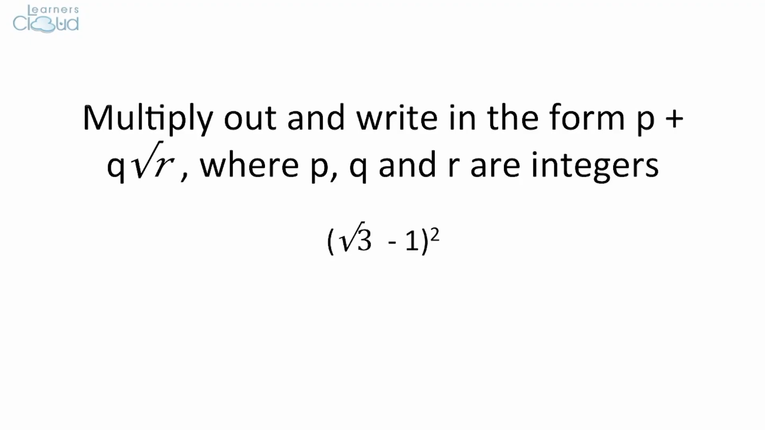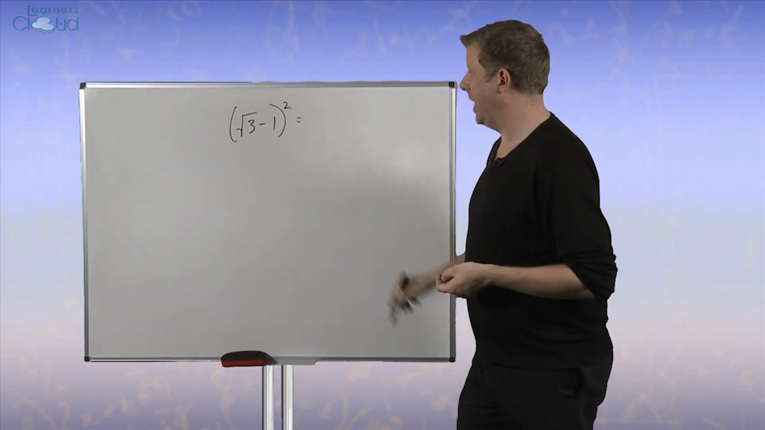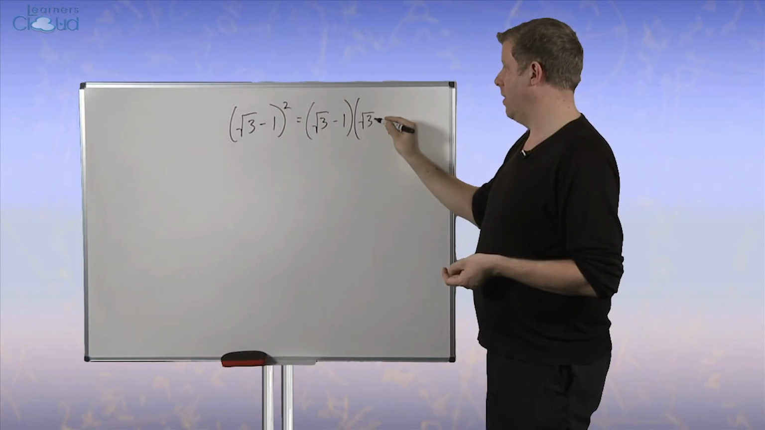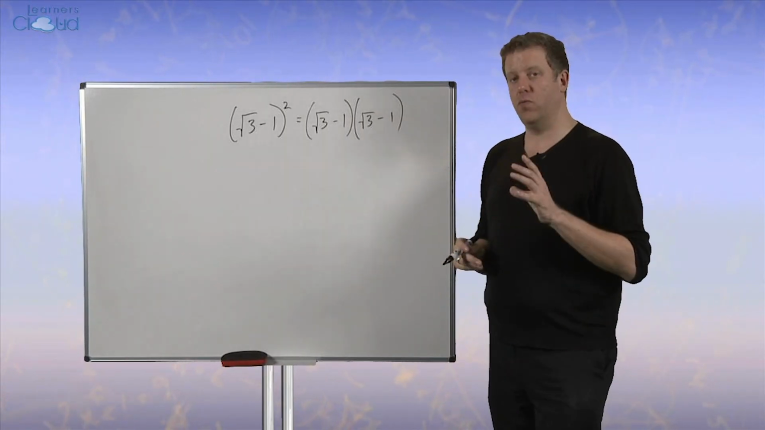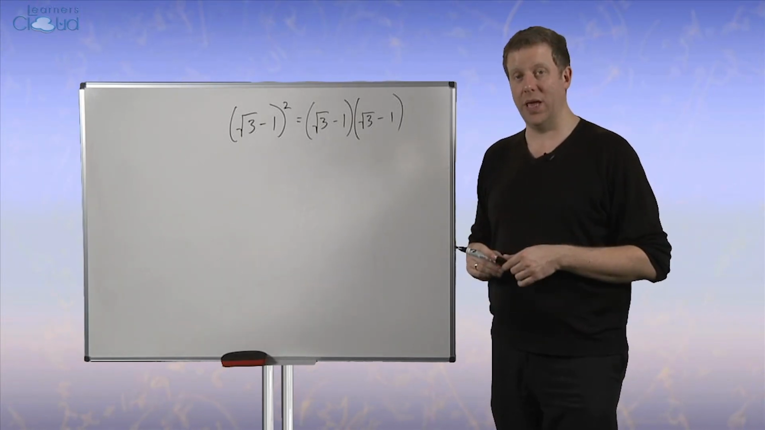Okay, let's look at another example of multiplying out and simplifying. In this question, they ask us again to write it in the form P plus Q root R, the expansion of (√3 minus 1) all squared. Now, the big mistake people make on this question is that they just square the √3 and square the -1. But what you must realise is that (√3 minus 1) squared is actually (√3 minus 1) times (√3 minus 1). If you don't write those two brackets like that, you are going to miss out two terms in the multiplication and your answer will be incorrect.